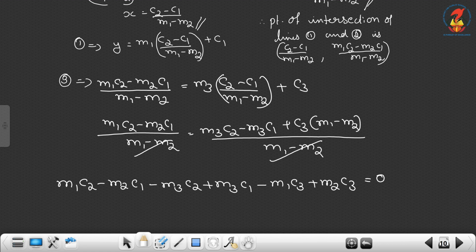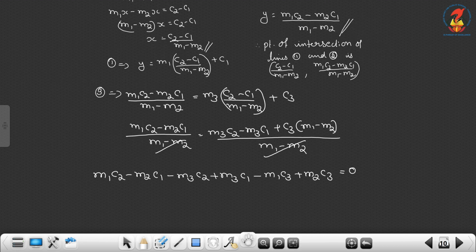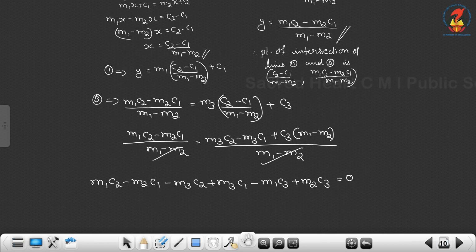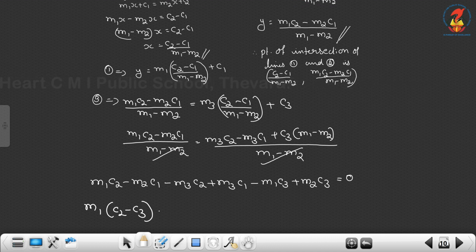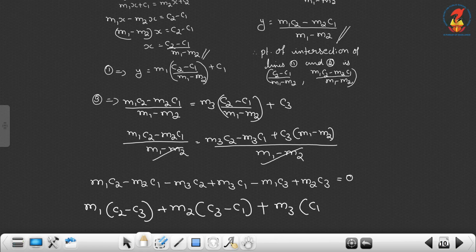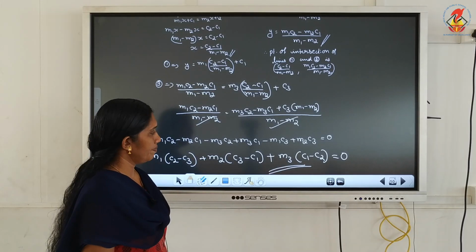Now we write it in the required format. Look at the answer, children. The answer is given as m1 into bracket, m2, m3, like that. So in that way you have to combine terms. Take m1 outside: in the bracket, c2 minus c3, then plus m2 into c3 minus c1, then plus m3 into c1 minus c2 is equal to 0. So hence proved.